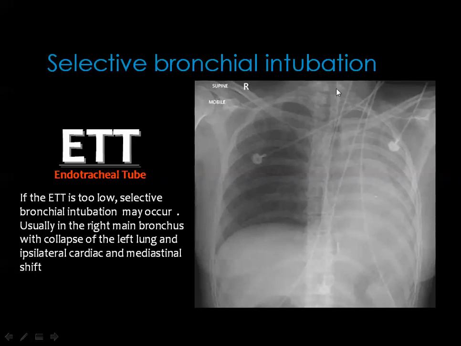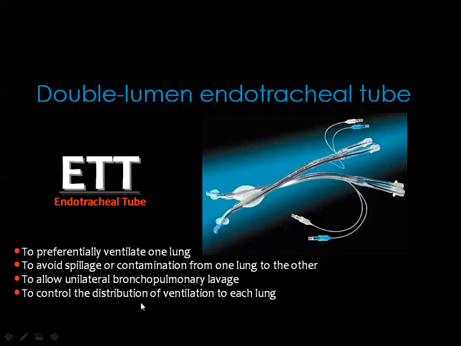At that time, you will see that the tube is going selectively, usually to the right main bronchus. Then nowadays we have the double lumen endotracheal tubes where you can selectively insert one tube into one of the main bronchi and the other tube end will be in the trachea. This will help to preferentially ventilate one lung. If you want to ventilate the left lung, put one of the tubes into the left main bronchus, the other tube will be in the trachea.